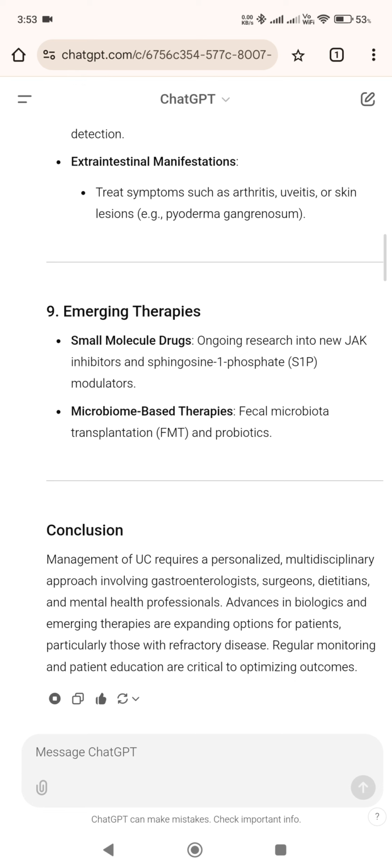Conclusion. Management of UC requires a personalized, multidisciplinary approach involving gastroenterologists, surgeons, dietitians, and mental health professionals. Advances in biologics and emerging therapies are expanding options for patients, particularly those with refractory disease. Regular monitoring and patient education are critical to optimizing outcomes.